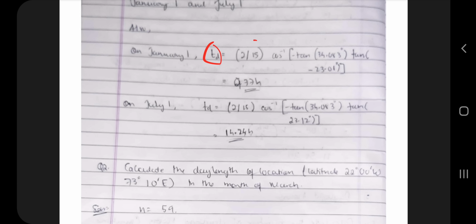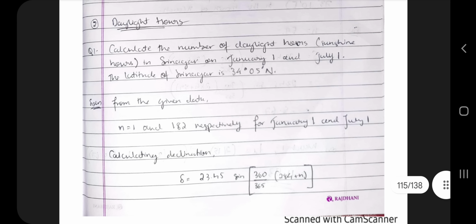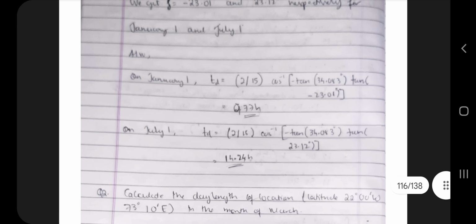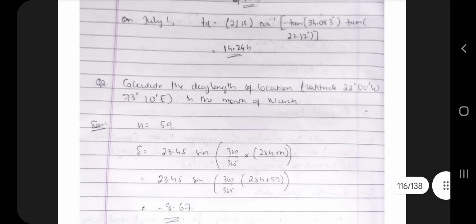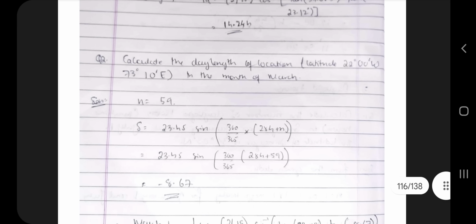How do you remember it? It is 2 by 15 into cos inverse of minus tan of 34.083 and tan of the declination angle you got. 34.083 is the standard value which will be used for the latitude of Srinagar. Divide, calculate the minus tan value of it, and multiply by cos inverse of 2 by 15. Same goes for this one as well. So you get two answers, very simple.